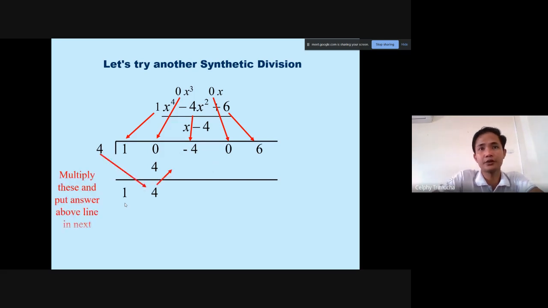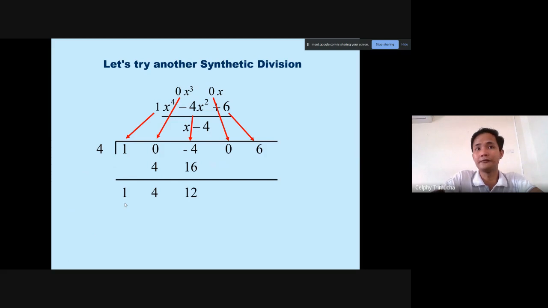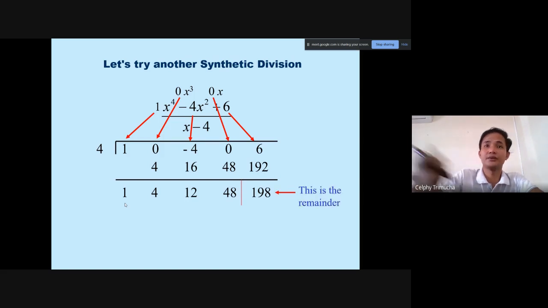4 times 4 will be 16. Then add, we have positive 12. 12 times 4 will be equal to 48. Then we bring down or add that, we have 48. 48 times 4 will be equal to 192. Then add, we have 198. So this means our answer will be this one.